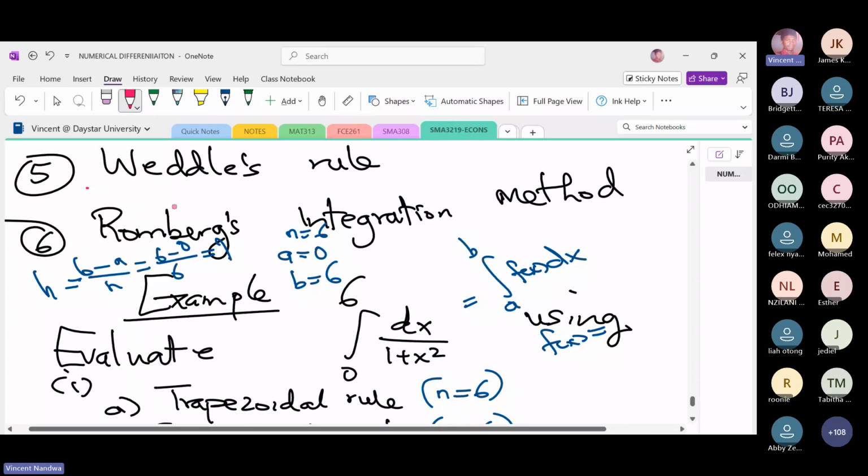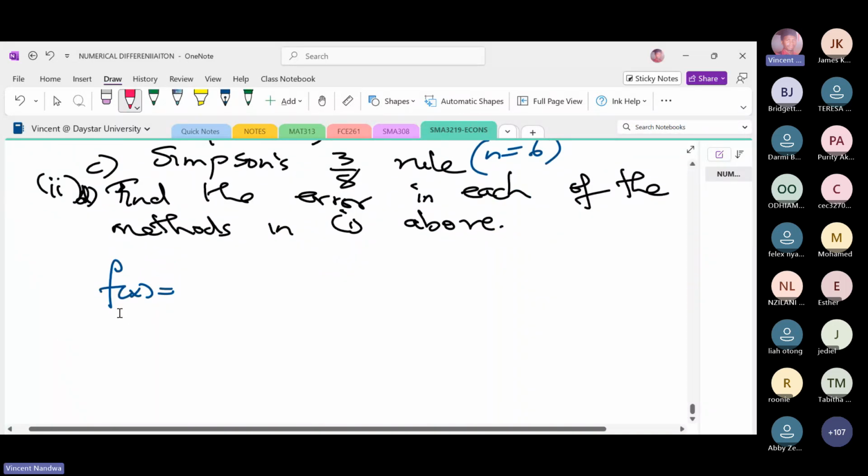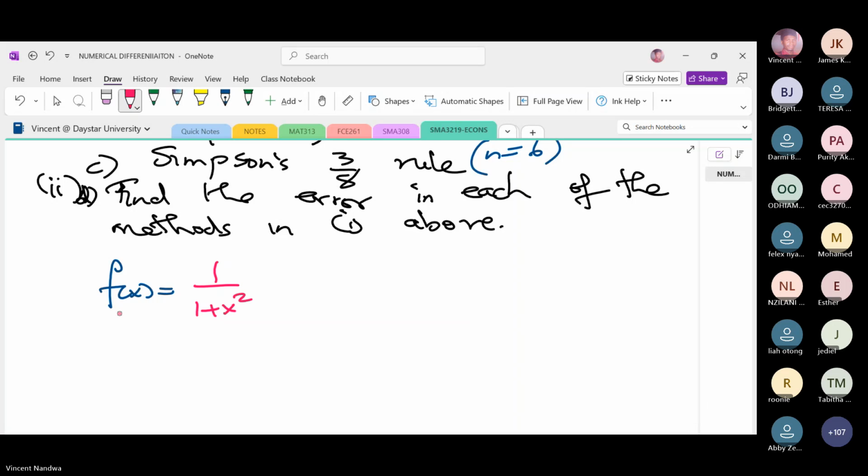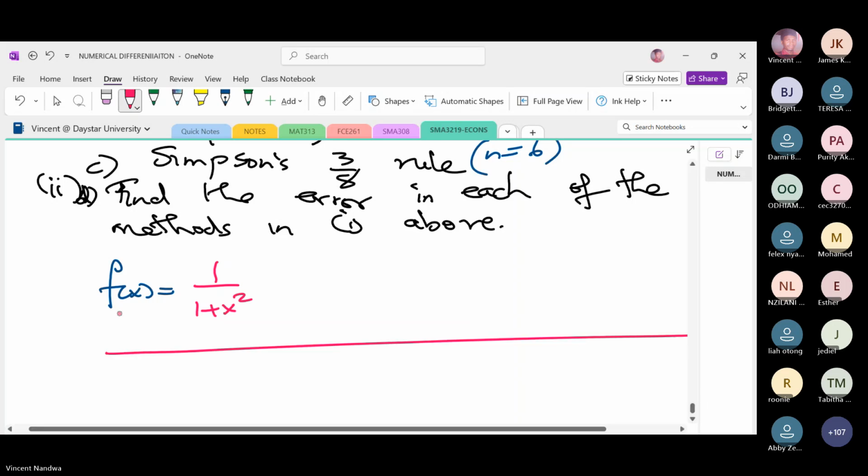Compare this general rule with the integral we have at hand: 1 over 1 plus x squared. So you make a table of values. f of x is 1 over 1 plus x squared. So x, and then f of x. So 0. The spacing we have calculated to be 1.